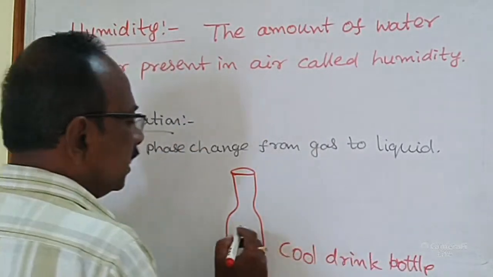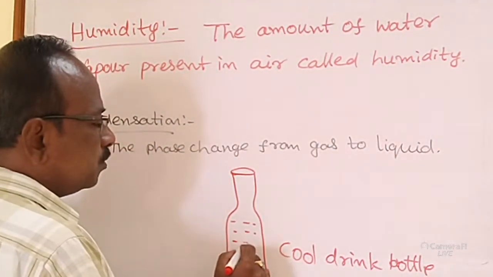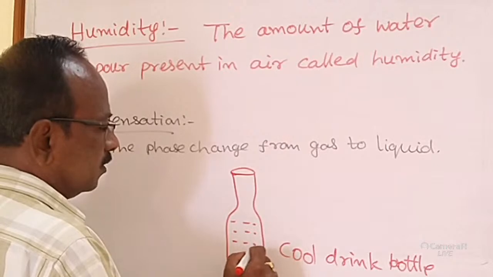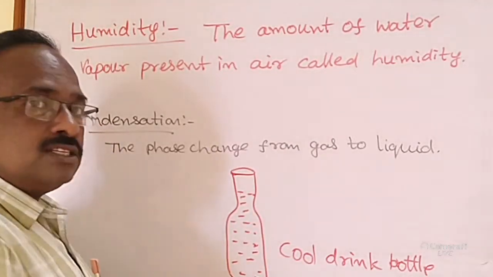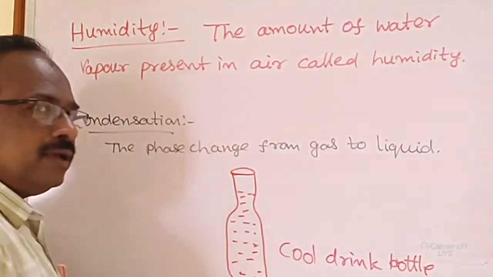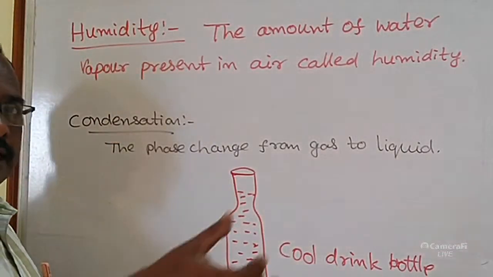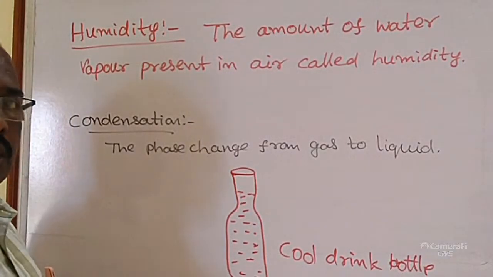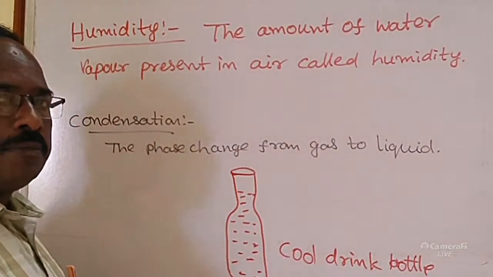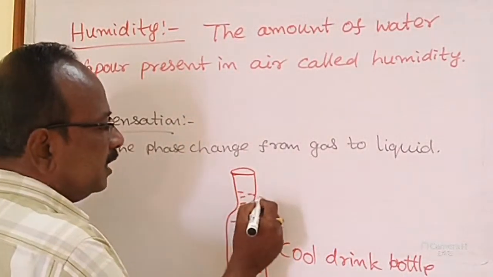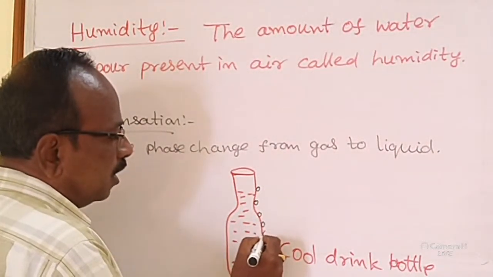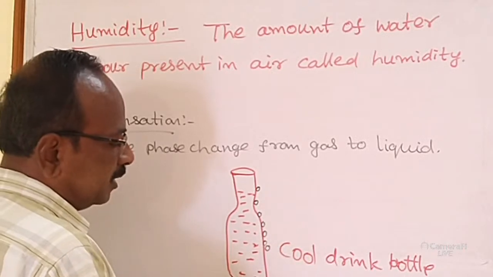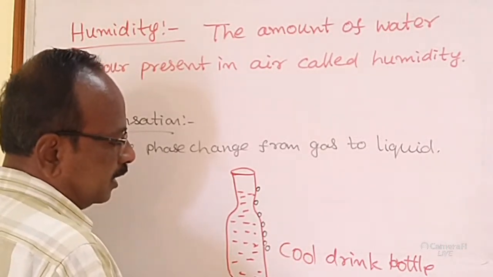So, a cool drink bottle contains cool drink inside. Here the cool drink is there, and this one is the cool drink bottle. This one will be taken from the fridge. Now it is very cold. This one will be kept on the table. Sometime after, it can be observed that some water droplets are formed on the outer surface. These fall on the table.